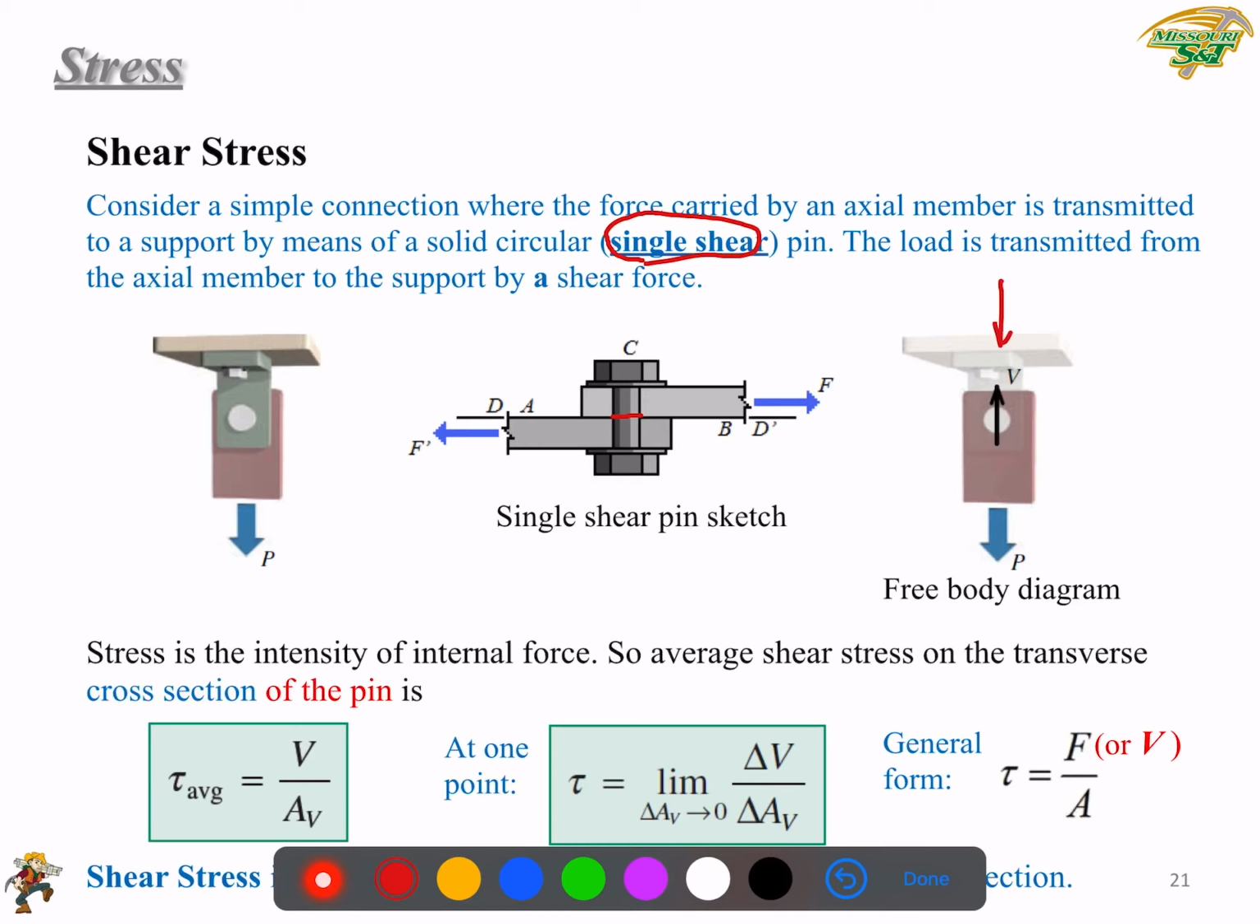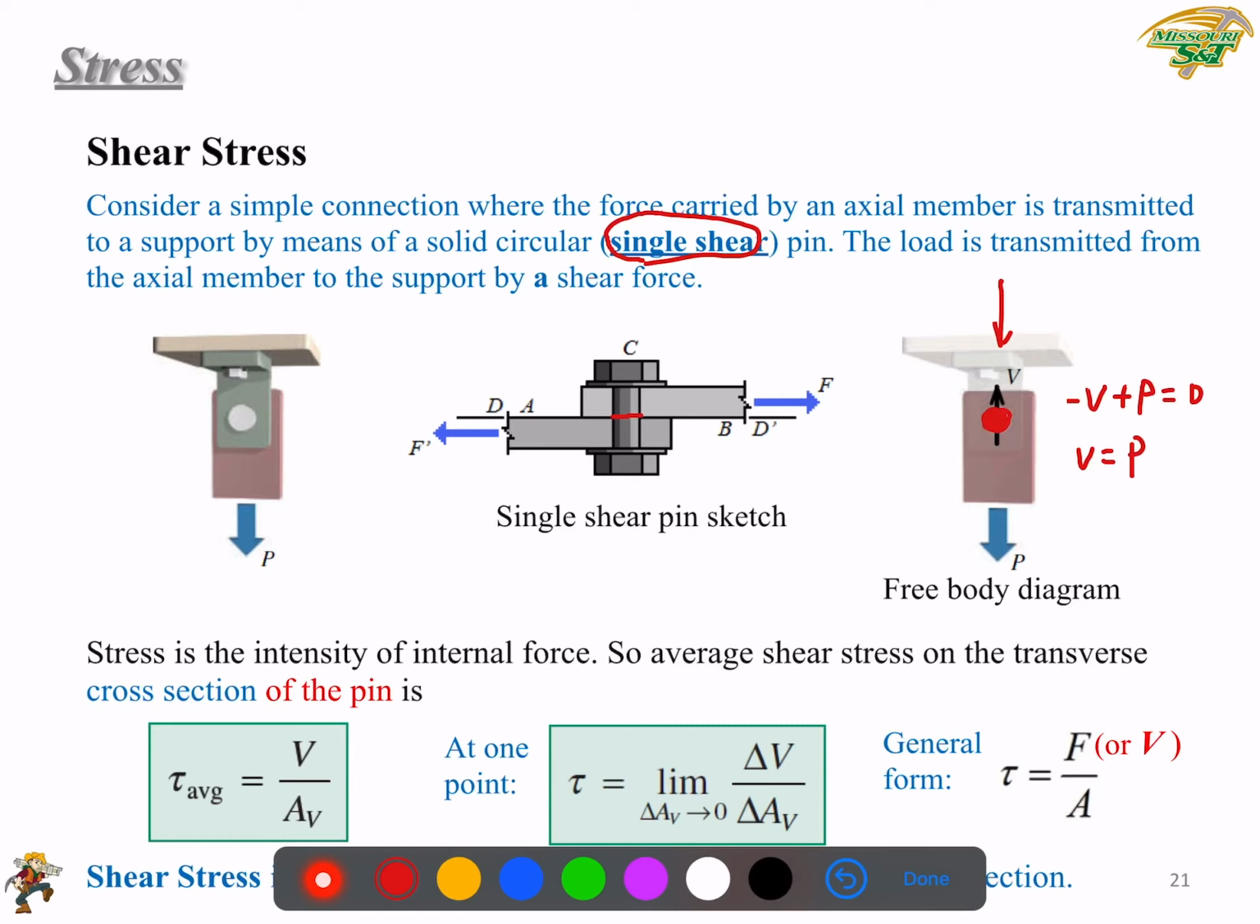So to write an equilibrium equation, you would just get negative V plus P equals 0. So you can get V equals P. Right, so this is the internal shear force in this pin, okay, not in the plate. The stress is the intensity of internal force, so the average shear stress on the transverse cross-section of the pin. We're talking about this cross-section.